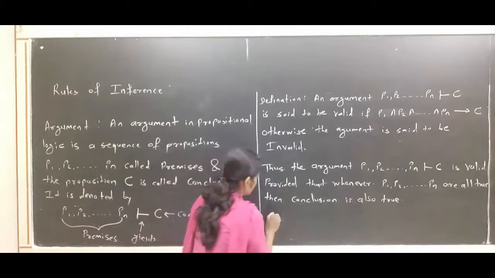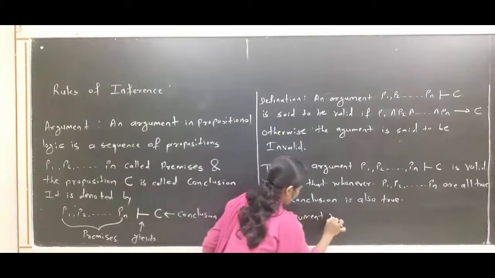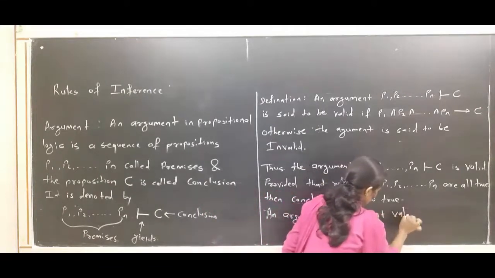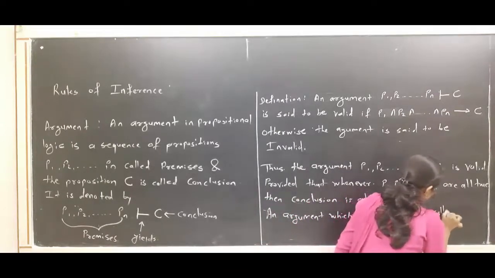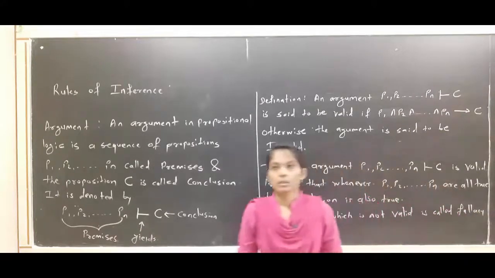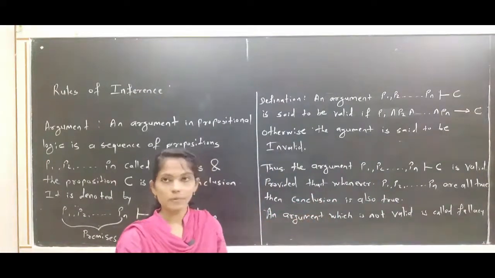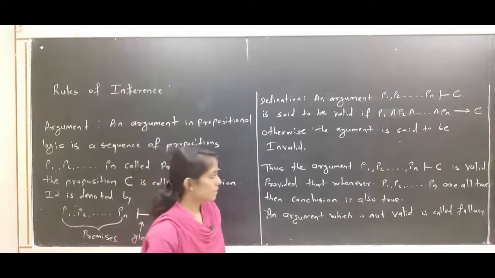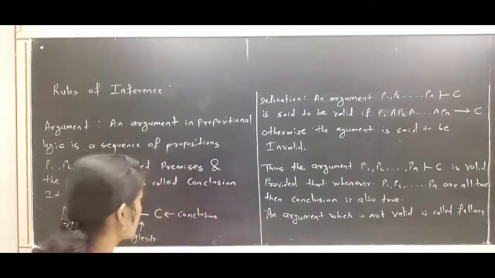So write down: an argument which is not valid is called a fallacy. If the argument is not valid, then that argument is called a fallacy. Now we see some examples of testing the validity of an argument.